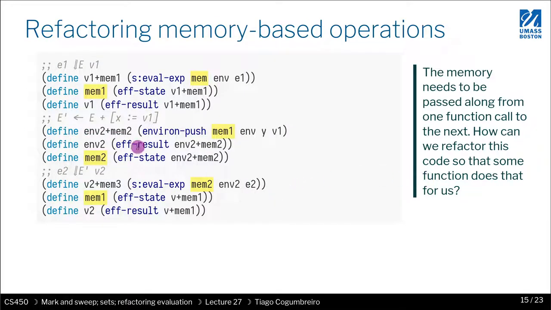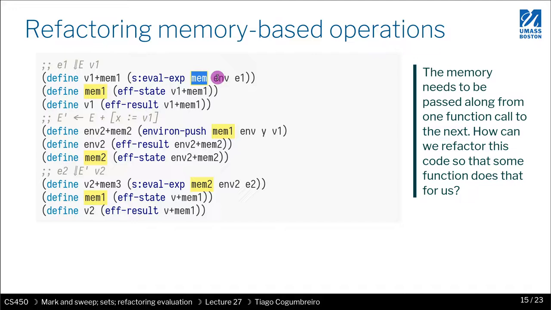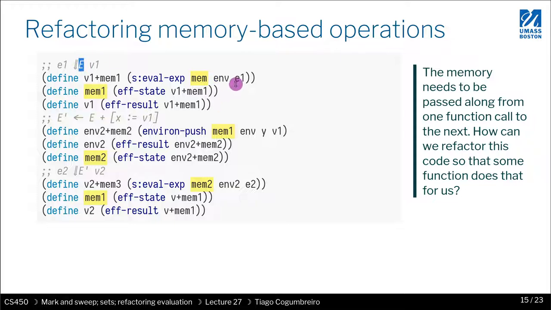Let's look at how we can encode the various operations. As we know, E1 down arrow with E V1 should be represented with S eval expression. So if you're evaluating an expression in homework 5, this would be a D. And we pass the memory, which is the H1. For instance, in this case it would be H1. And then the environment, which in this case would be E, and in this notation is also E. The return of that is an EFF. So what is the EFF state? EFF state is going to be the memory that outputs from evaluation.